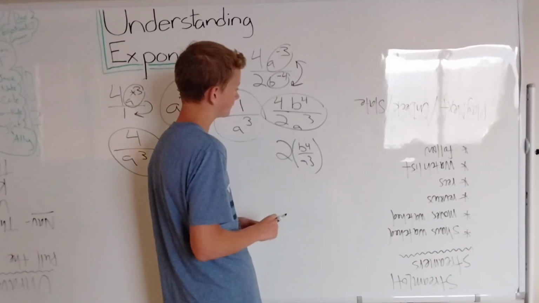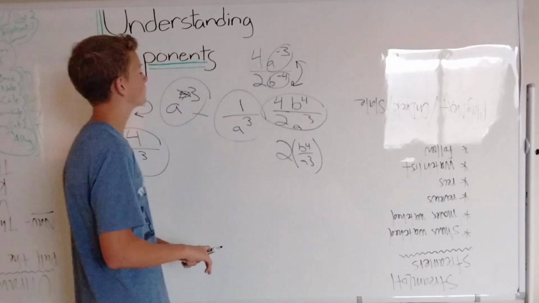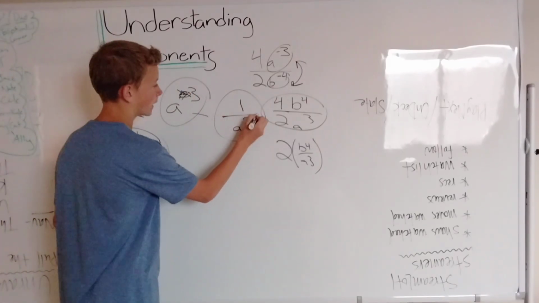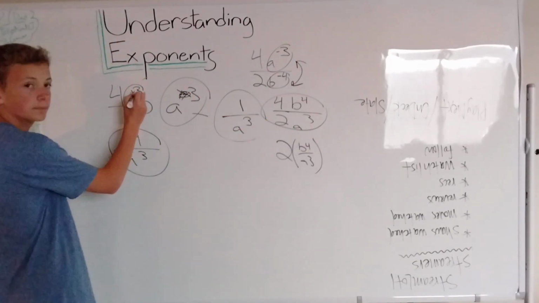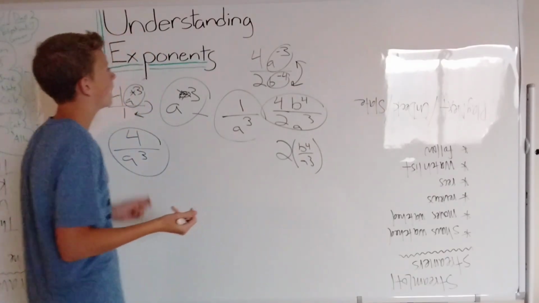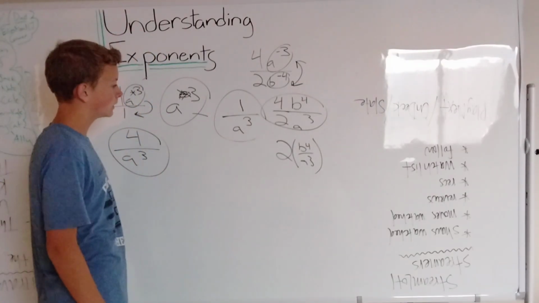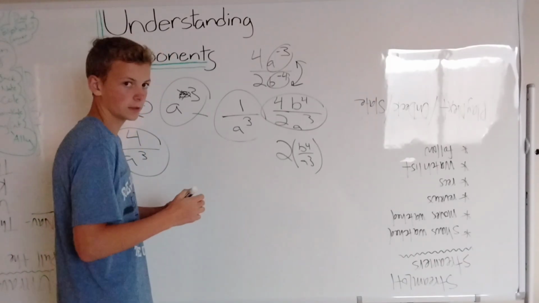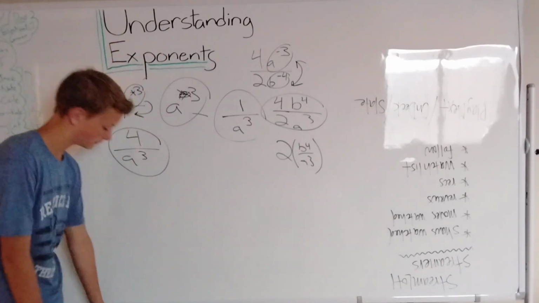So just remember for this rule, the negative sign is either a fraction or it turns it to the other side of it. You can think of it either of those ways, and either one works. And that's that rule. And there's one more rule after this.